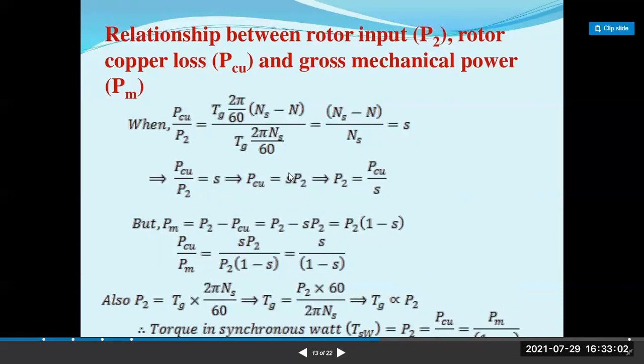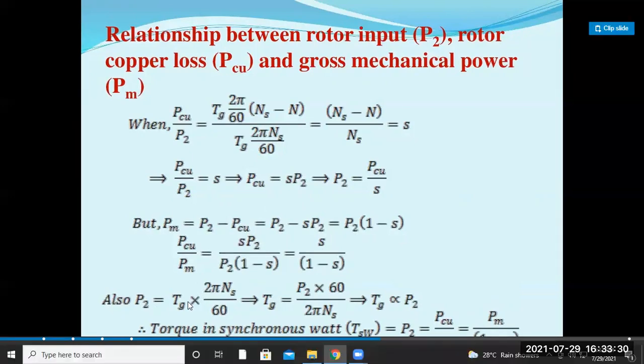Just put the value of PCU as S into P2. From the S into P2, you will get P2 equal to 1 upon S, and the copper loss divided by the mechanical power developed. When you divide these two terms, you will get PC equal to SP2, and PM, the mechanical power developed, equal to P2 into 1 minus S. Now from here, you will get P2 equal to Tg.